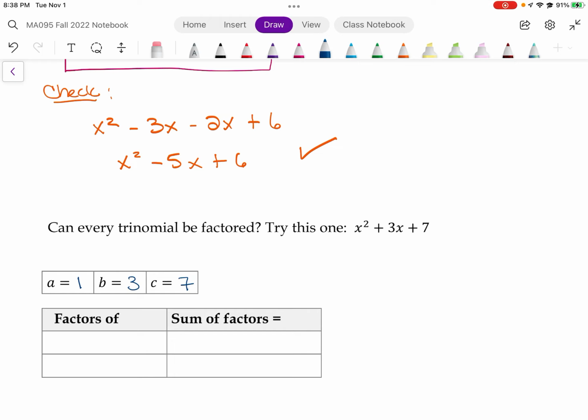So we've got to find the factors of 1 times 7, and the sum of the factors has to be 3. Factors of 7 are only 1 and 7, or negative 1 and negative 7. Is there any way that those are ever going to equal 3? 7 is prime, so there's nothing else that I could multiply to be 7. So this is not factorable. You would have to use other methods, and there are other methods.